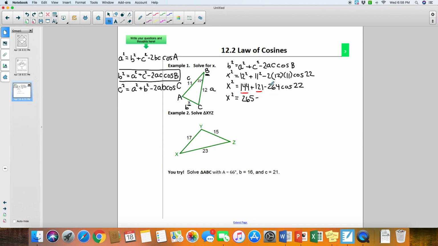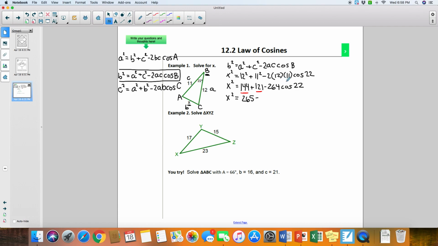All right, so this is still multiplication. So in my calculator, I'm going to do 264 times cosine of 22. Many students make the mistake of doing 265 minus, and then they want to subtract the 264 without doing the cosine of 22. Well, multiplication comes before addition and subtraction. So the rules of order of operations still apply.